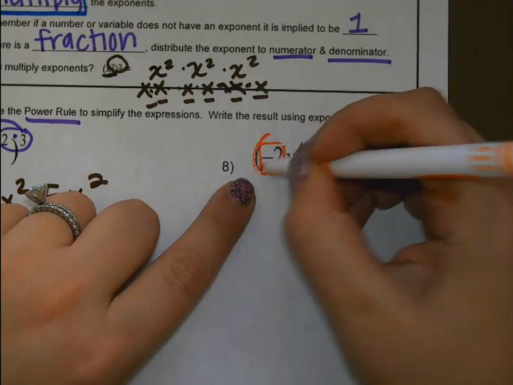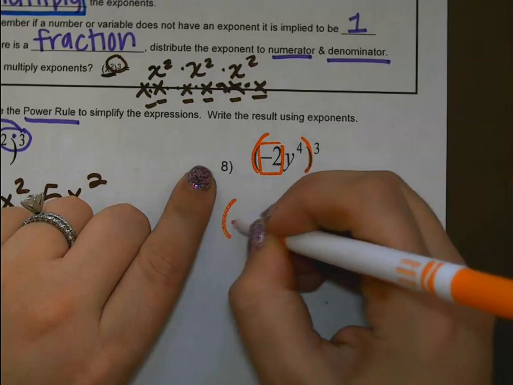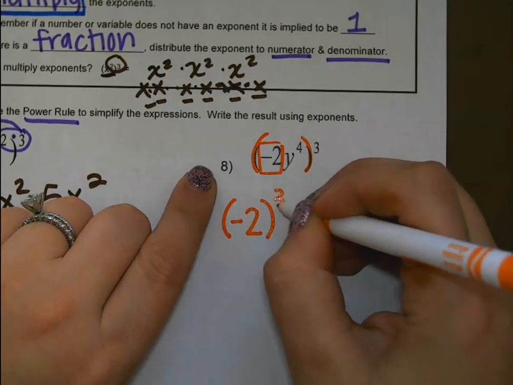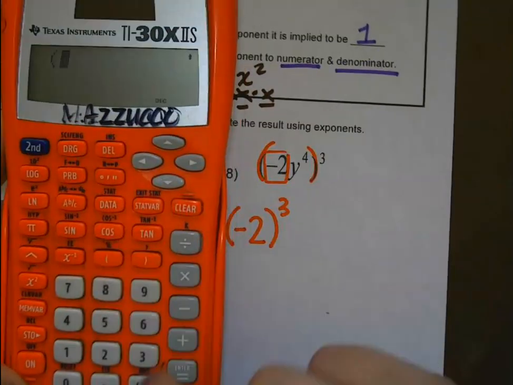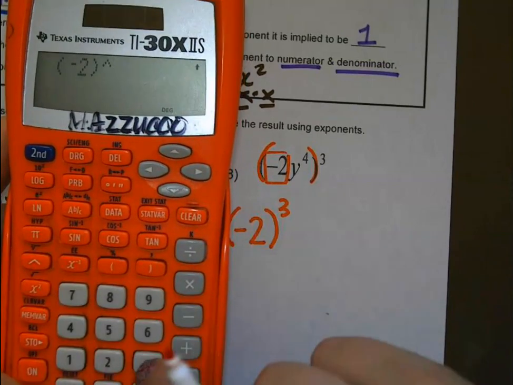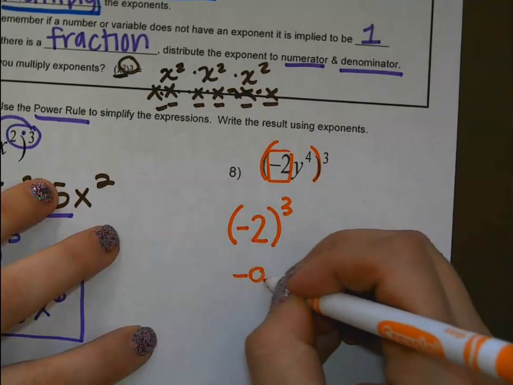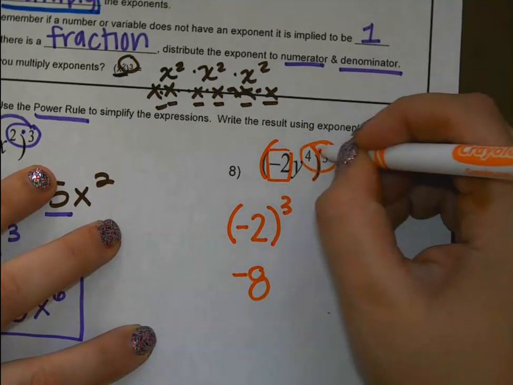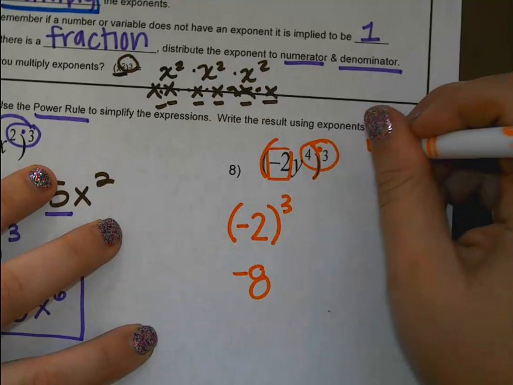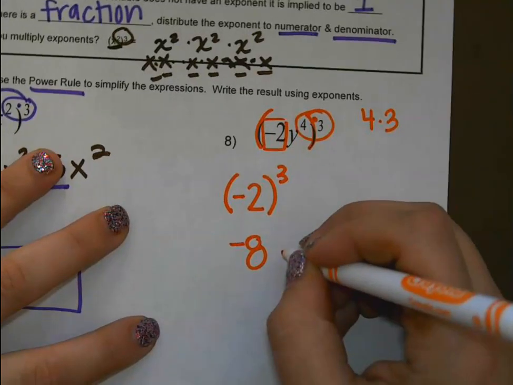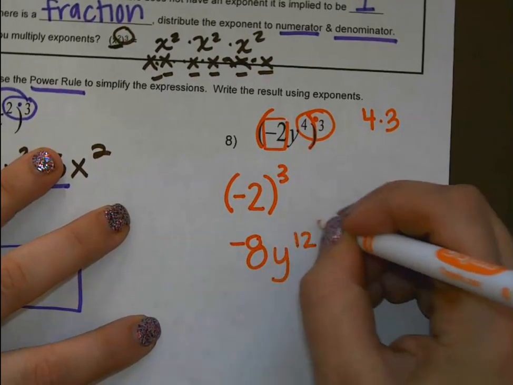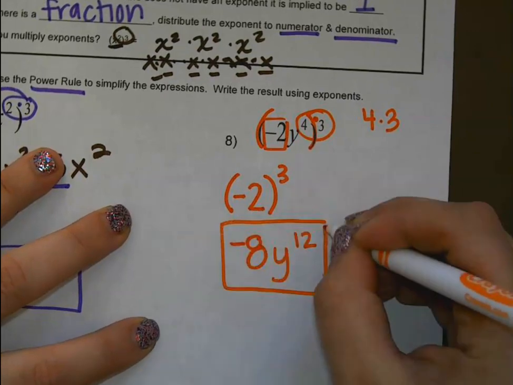Notice the negative is in parentheses. So when I enter this in my calculator, I need to do -2 raised to the third power, and that would be -8. And then the rule is to multiply the exponents. So 4 times 3 is 12. And then that would be our final answer.